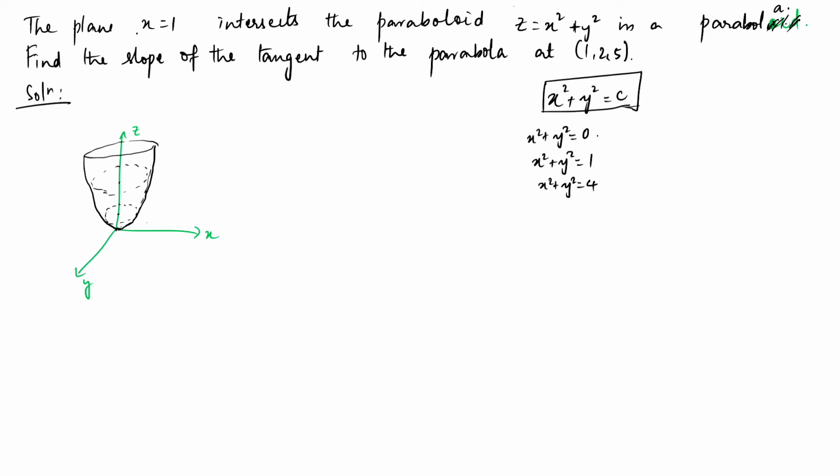And the plane x equals 1. x equals 1 means it is somewhere here. So we will have a plane of this sort which intersects the paraboloid. Now we will have to find the slope of the tangent to the parabola.